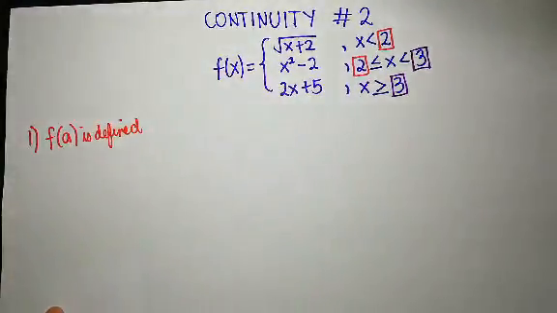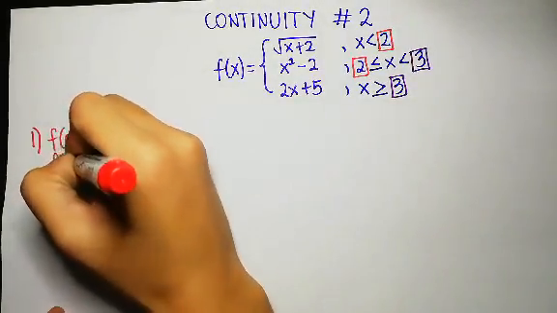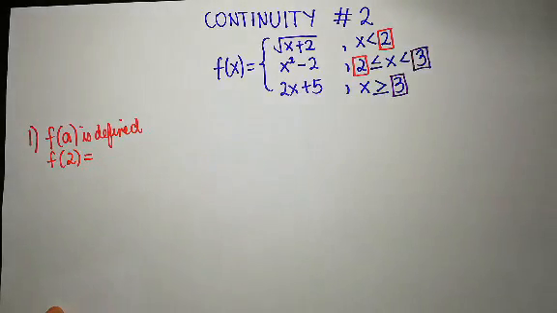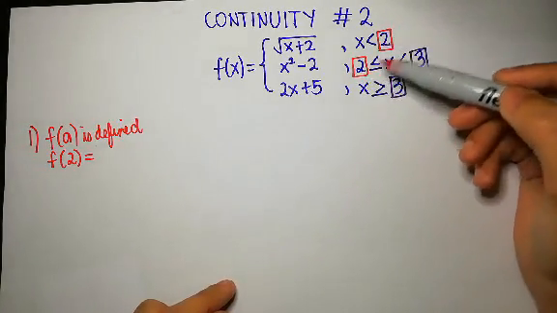Tingnan natin. What is f of a? 2. 2 ang ating hanapin. F of 2. Hanap tayo ng equal. X will be equal to 2. Kasi yun eh. Yung ibig sabihin ng f of 2. X must be equal to 2 para yun yung substitute natin. Dito, sa dalawang candidate, sino dito ang may equal sign?